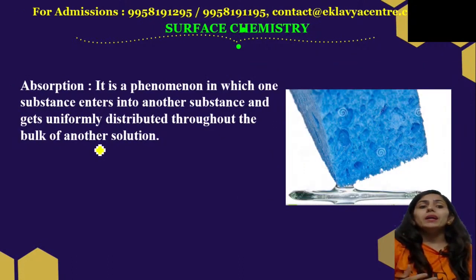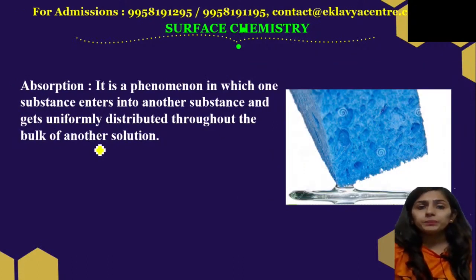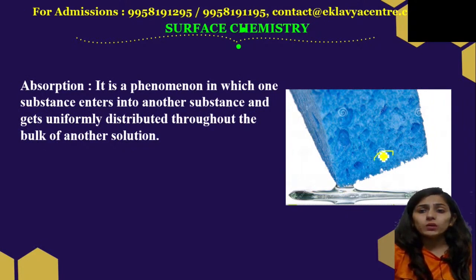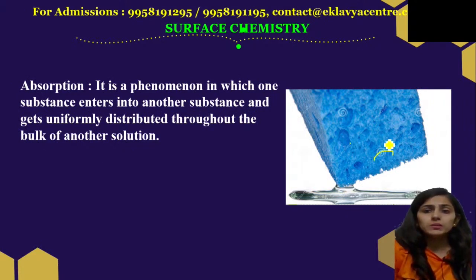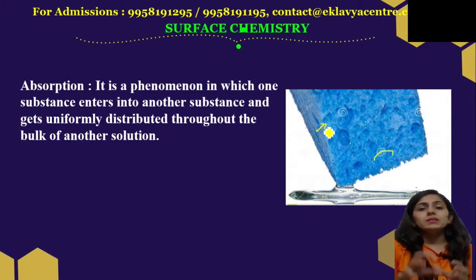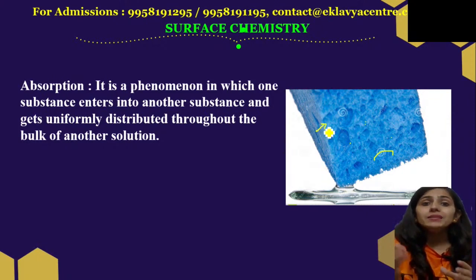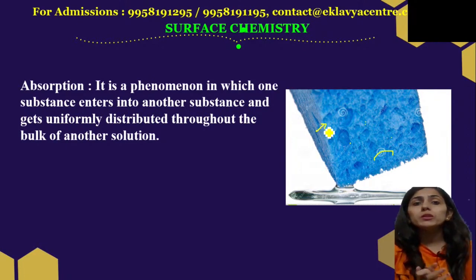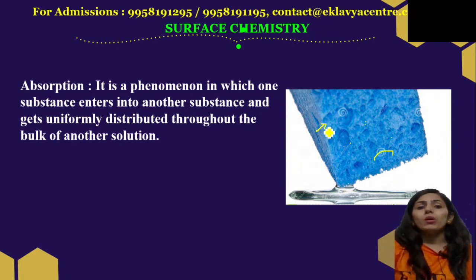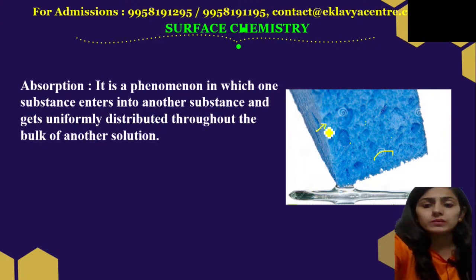Next we have, again, can you see this picture? Sponge molecules, and water molecules are also present here. Can you see the water molecules? They are present on the surface as well as inside the sponge. So it is a phenomenon in which one substance enters into another substance and gets uniformly distributed throughout the bulk of another substance, and this is called absorption.